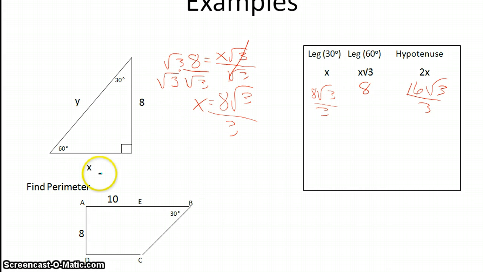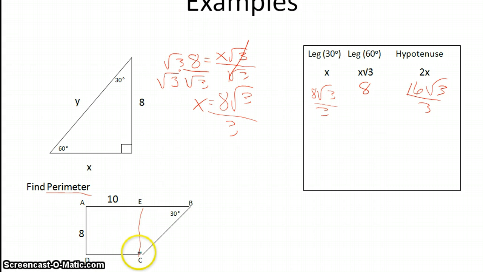One last look here. We're actually going to do something a little bit more this time. We're actually going to find the perimeter of our shape down here. Well, how are we going to use the 30, 60, 90? What we're going to do is take our shape and split it into two separate shapes. This is a strategy that you can use for finding perimeters.